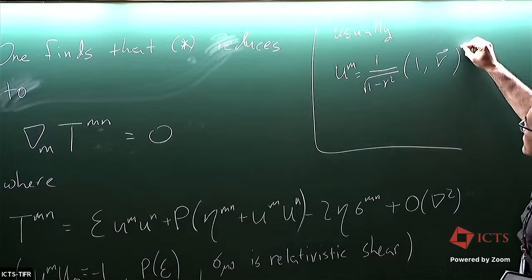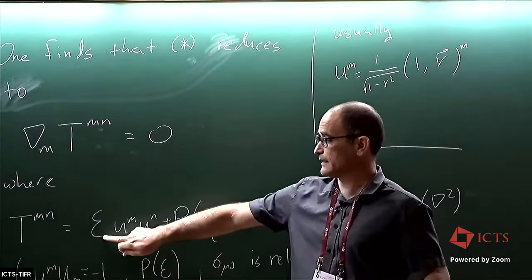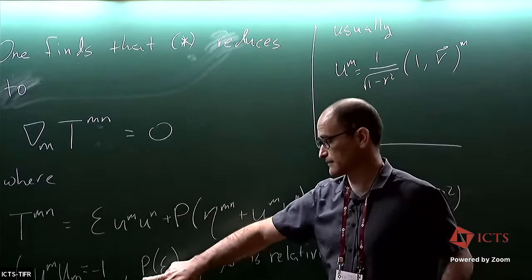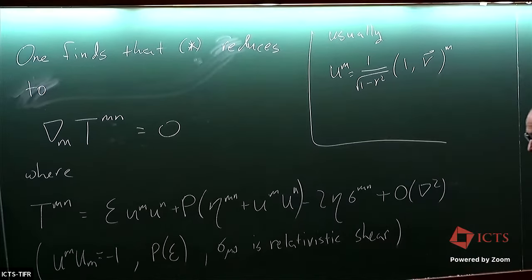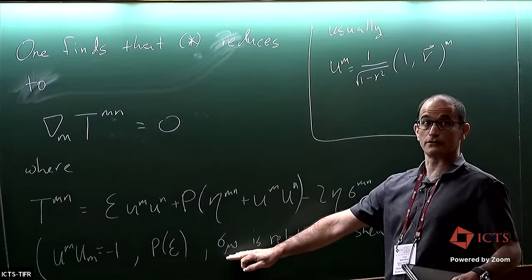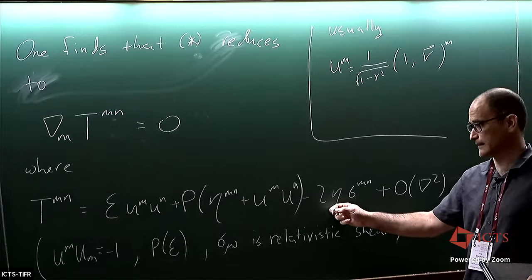We write something like this. So this is just the relativistic velocity. And this is the energy density. This is the pressure. There's an equation of state that tells us how the pressure is related to the energy density. And this is a relativistic version of the shear. And this is what's called the shear viscosity.